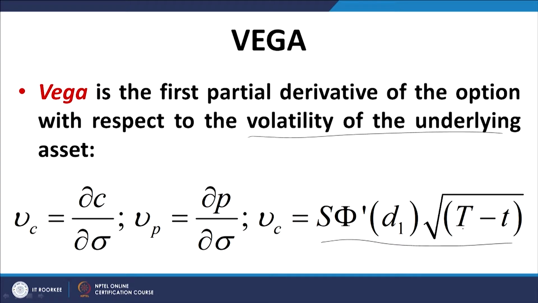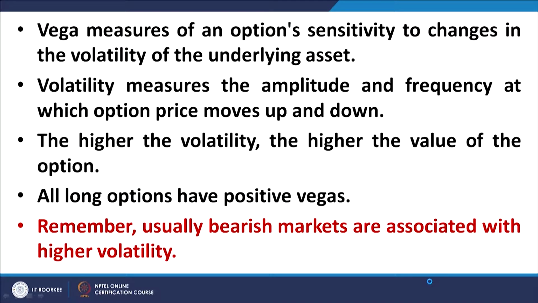What is this? This is the remaining time to expiration. The value under the square root is nothing but the time to expiration. This is the total life of the option, capital T. Small t is the time that has already expired. So, capital T minus small t is the time that remains to expiration. Now, some salient features about the Vega.